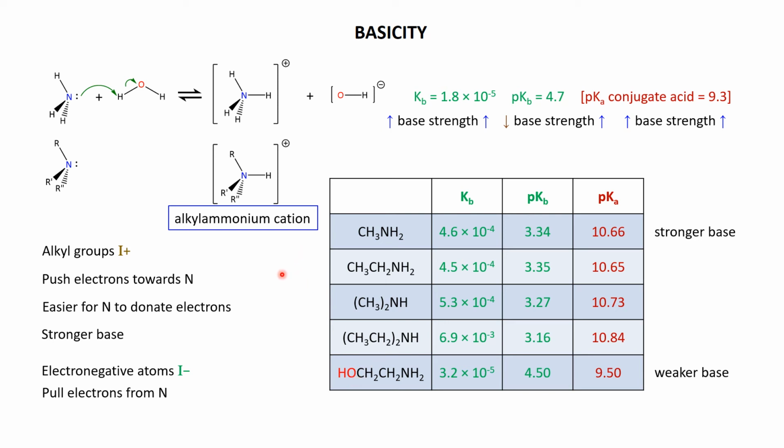So basicity behaves in a way similar to what you would expect, but opposite to the strength of acids. What we're looking at here is how easy it is for this nitrogen to donate that lone pair of electrons. The more electron density that's pushed onto the nitrogen, the easier it is to donate those electrons.